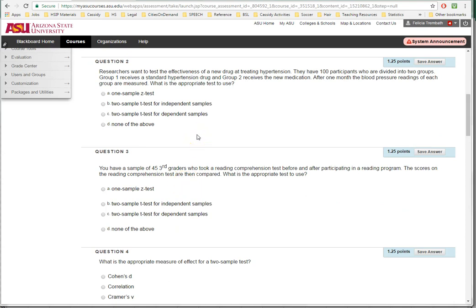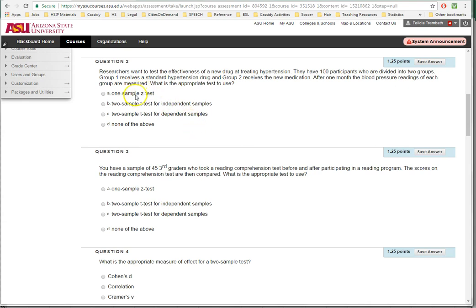Question number 2. Researchers want to test the effectiveness of a new drug at treating hypertension. They have 100 participants who are divided into 2 groups. Group 1 receives a standard hypertension drug, and Group 2 receives the new medication. After 1 month, the blood pressure readings of each group are measured. What is the appropriate test to use? So here I have 100 participants. I'm dividing them into 2 groups. So I have 2 samples. And then I need to think about whether the samples are independent or dependent. In this case, half are going into one group and half in the other, and they have no relationship to each other. So that would be independent samples.